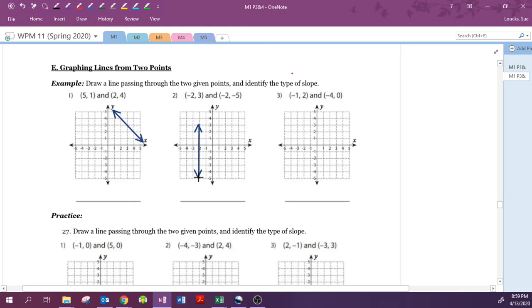Oh, isn't that funny? Well, it doesn't want me to go straight up and down. Okay, there we go. Okay, so there's our line for that one.